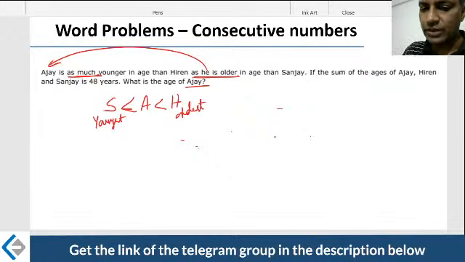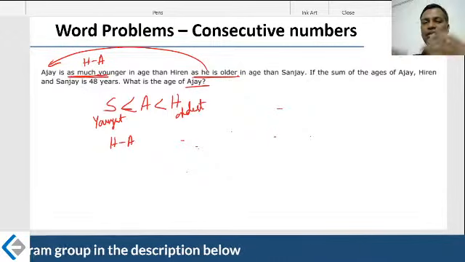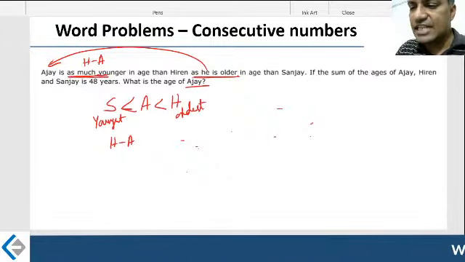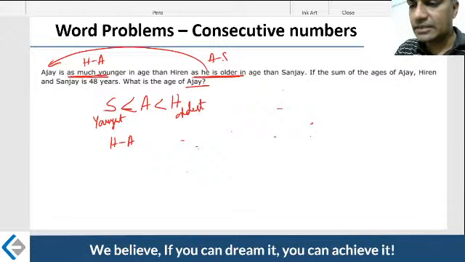What is it that we are trying to say? The difference between H minus A. That's the first part: as much younger. If you relate Ajay with Hiren, as much younger means the difference H minus A, that is the age by which he is younger. As he is older, what is it referring to? This is referring to A minus S. They are equal. The difference between their ages is equal.